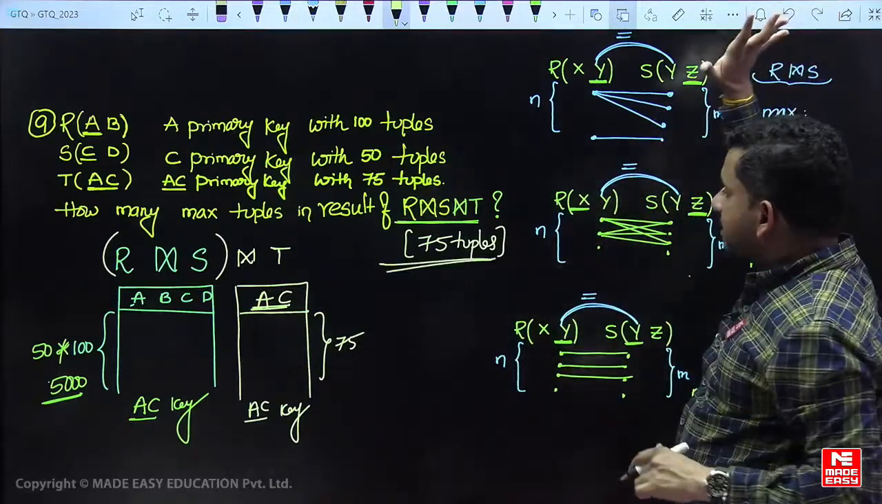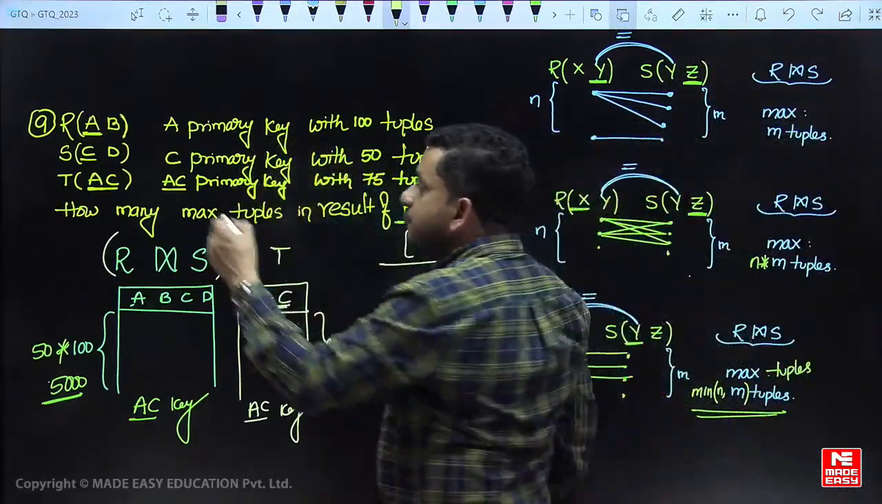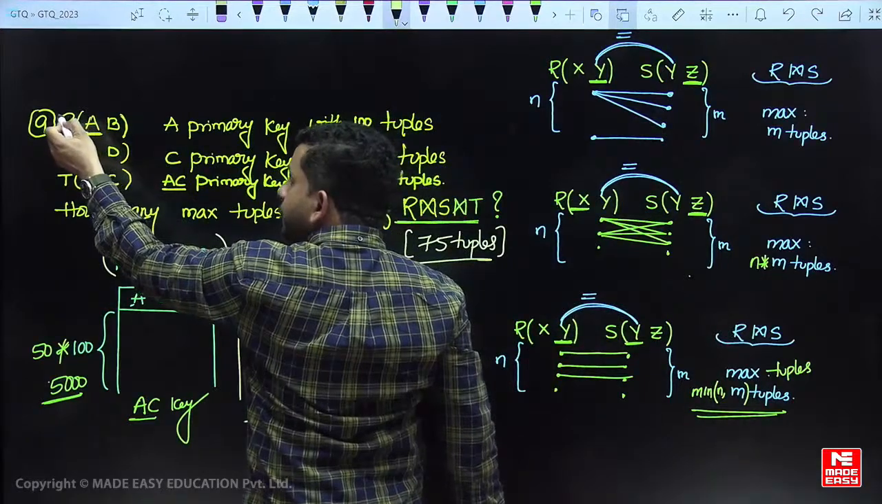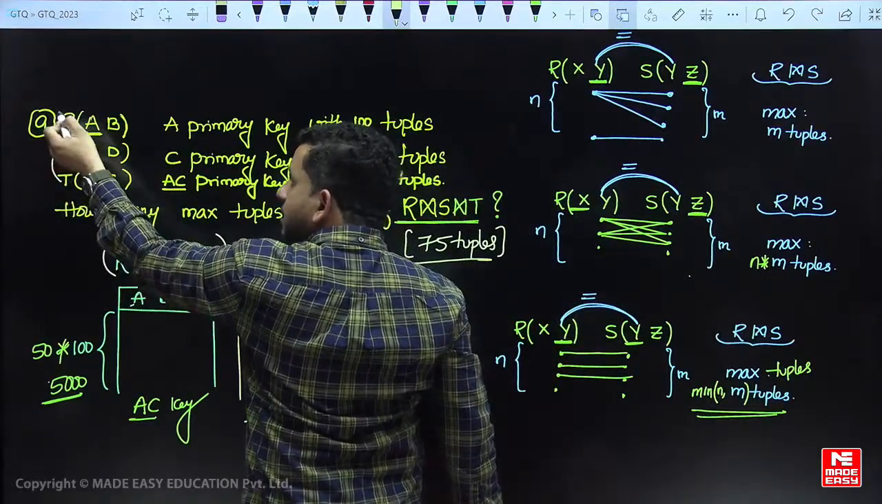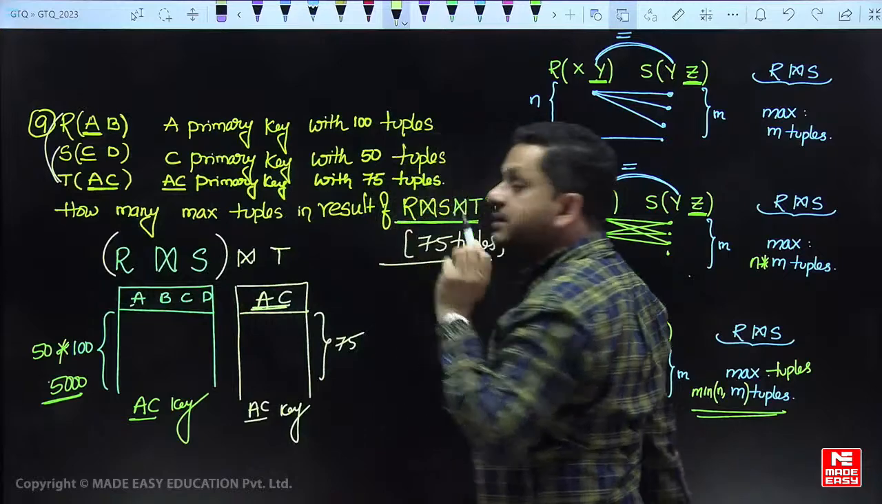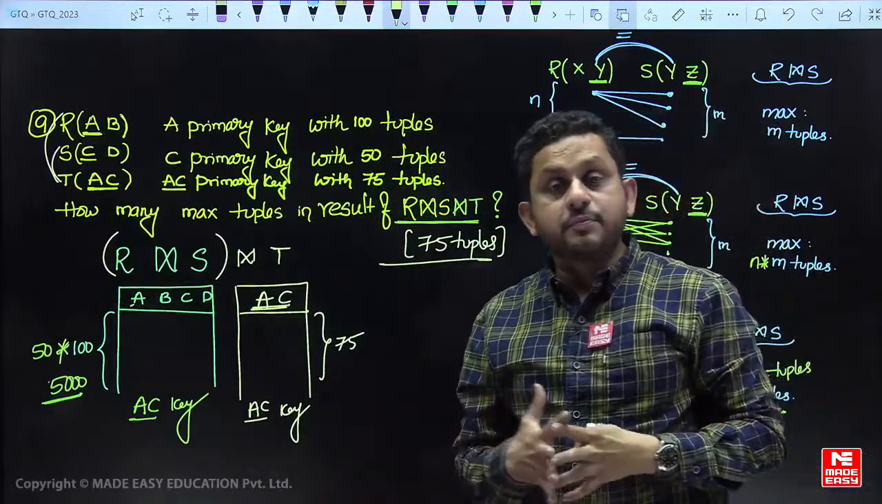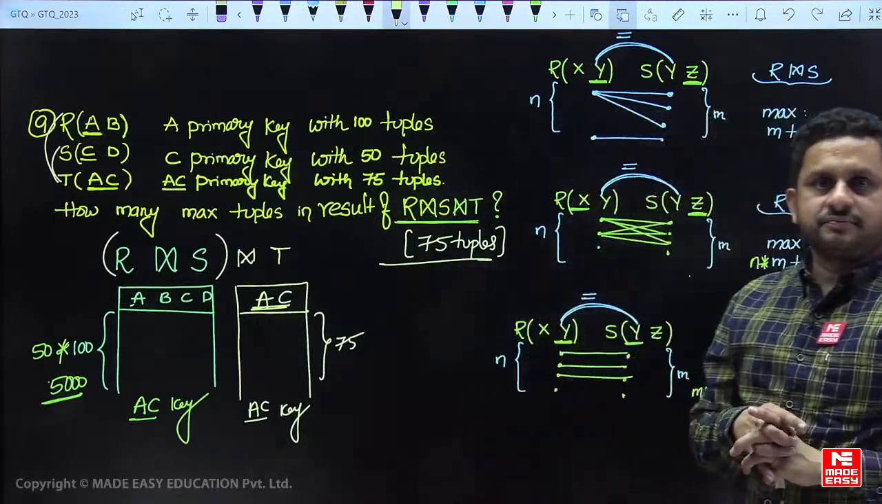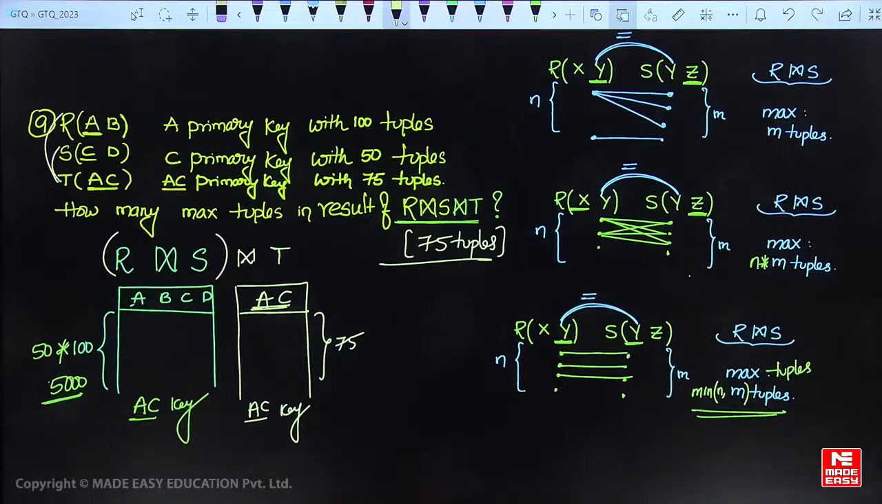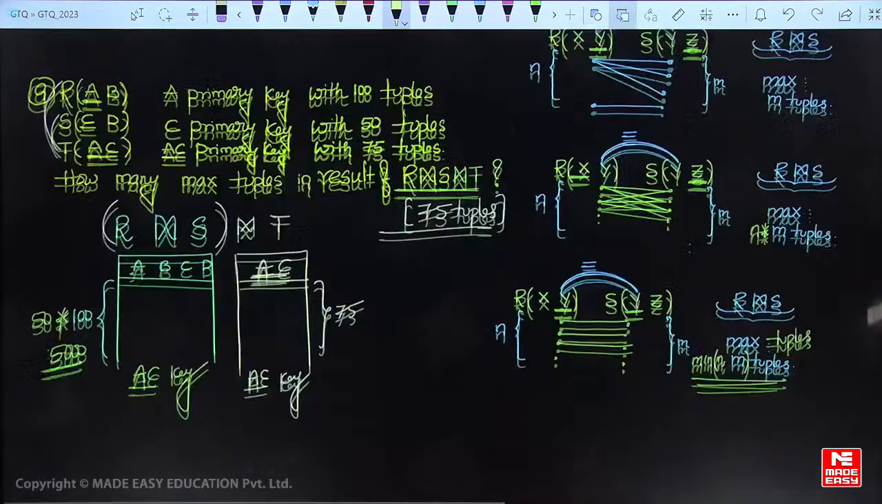Even if you try another order, if you do S join T and then join with R, you will get the same answer, because join is commutative as well as associative, right? Everyone has given 75 now. Now let's move to the next question.